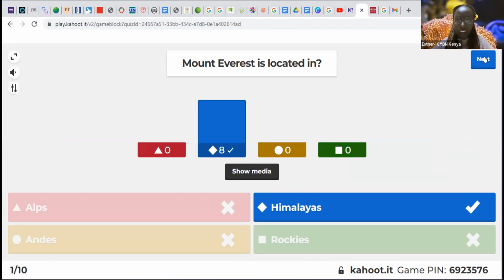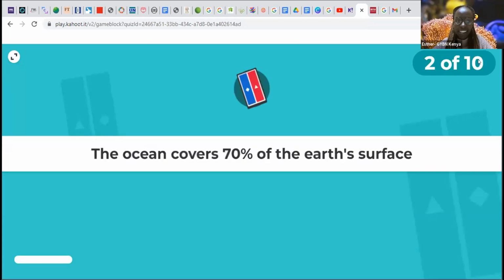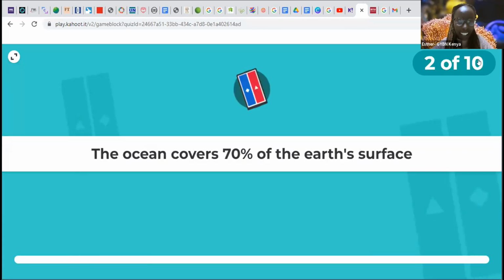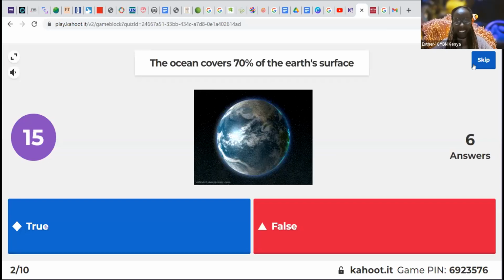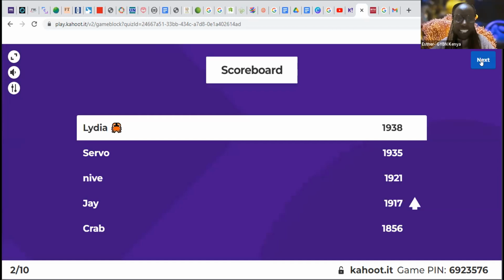So we have time up for the first question and we go to the next question. You can see Sava is leading on the board. We're going to the next question. Elisa had already given the answer to this, so I don't expect anyone to fail this question. We have time up for the second question. Now somebody else is leading, Lydia, and Sava is in second position, and we have a Crab and Jay. So we go to the next question.